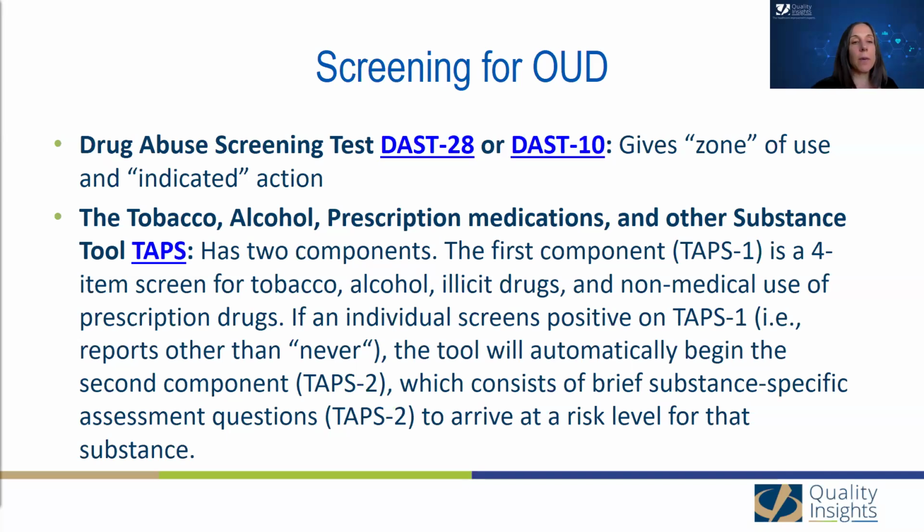We also have the Tobacco, Alcohol, Prescription medications, and other Substance screen. This is called TAPS. It has two components. The first component is a 4-item screen for tobacco, alcohol, illicit drugs, and non-medical use of prescription drugs. If an individual screens positive on the TAPS 1, then you start the TAPS 2. If you're going all in, if you're saying we're going to do a screening for opioid use disorder risk, we're also going to screen for opioid use disorder as well as other substances, then these tools are available.